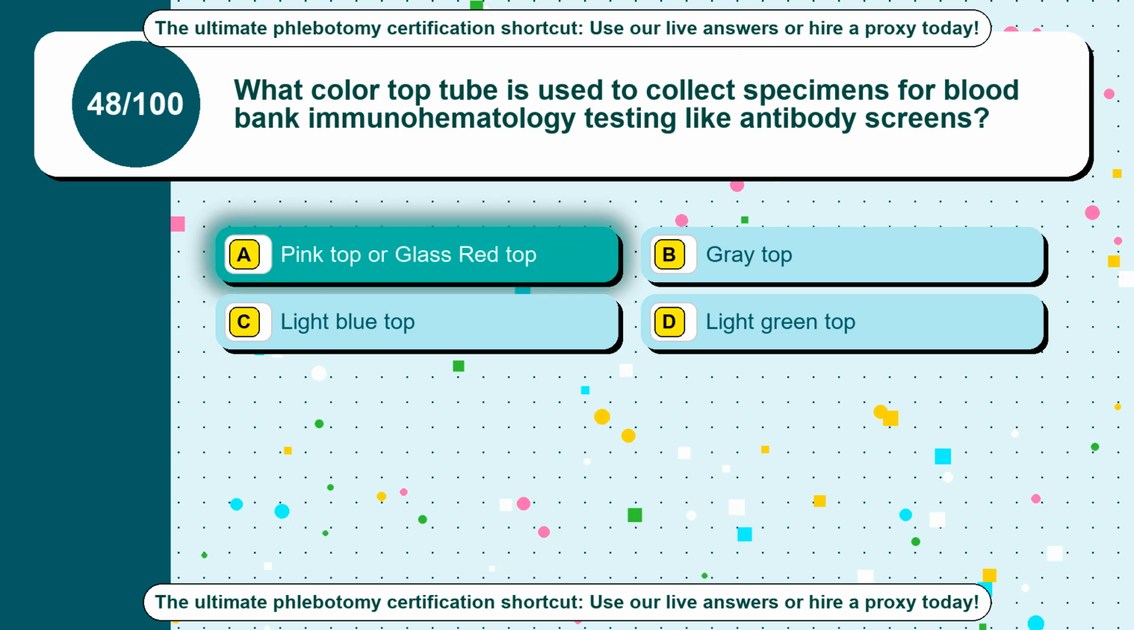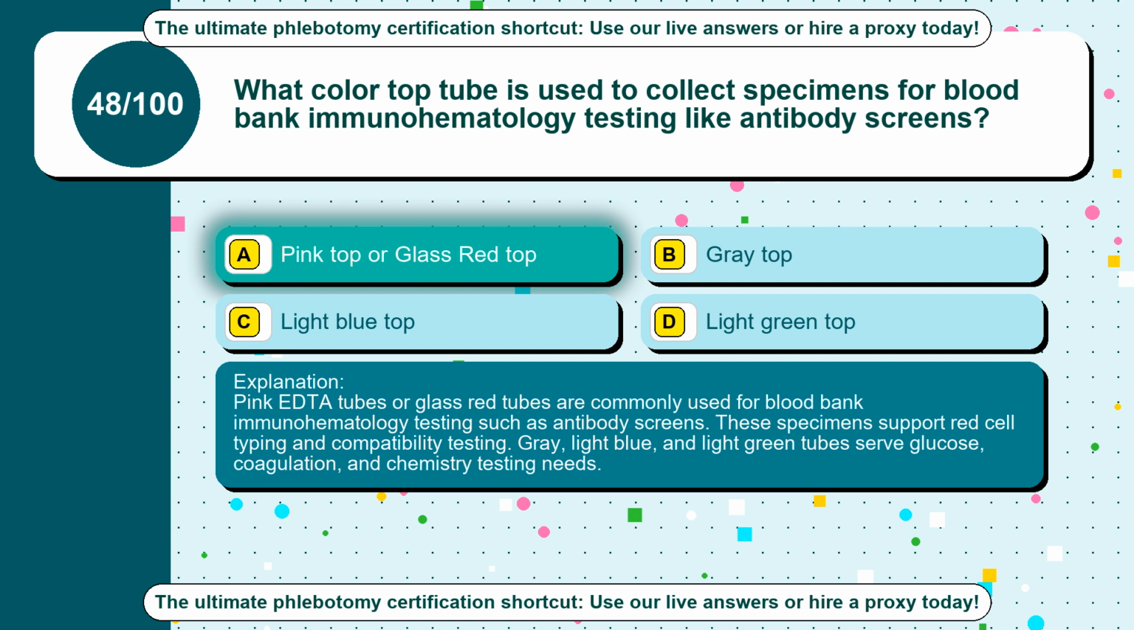Pink top or glass red top. Pink EDTA tubes or glass red tubes are commonly used for blood bank immunohematology testing such as antibody screens.